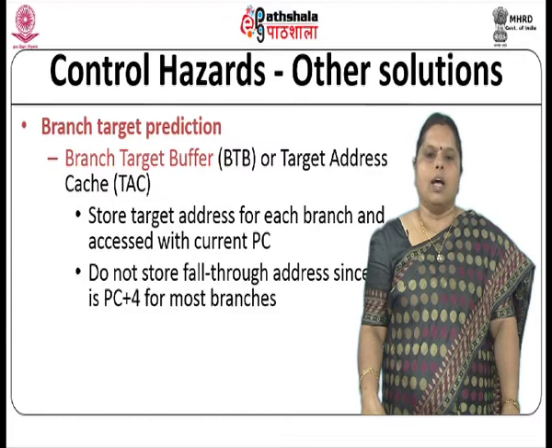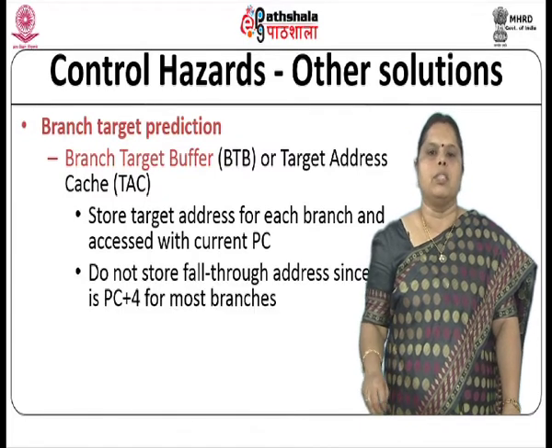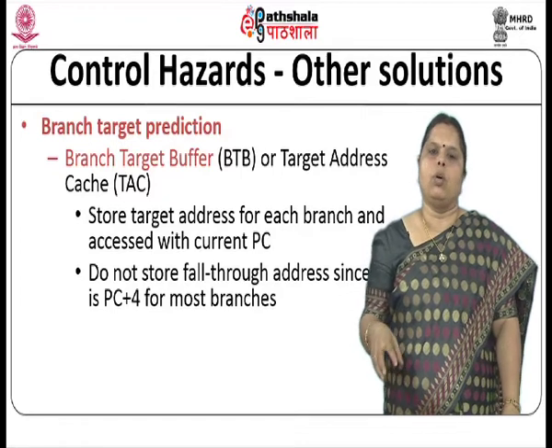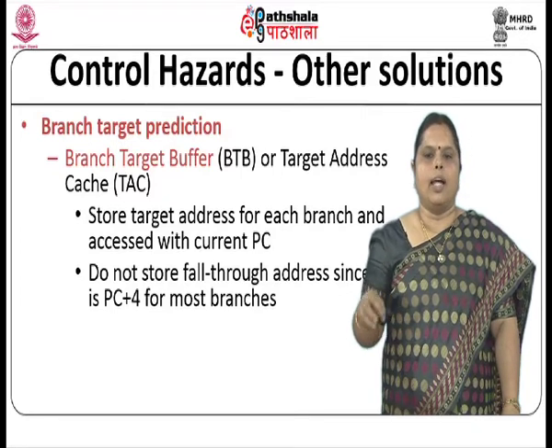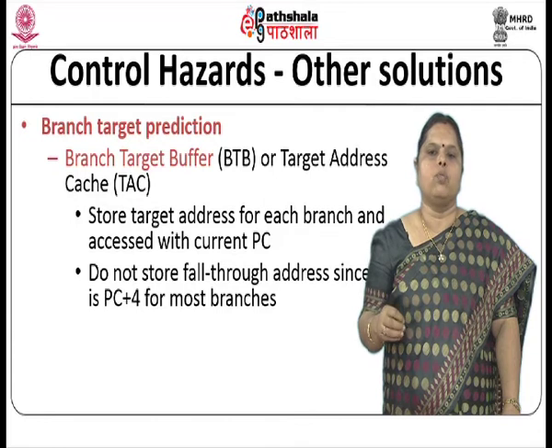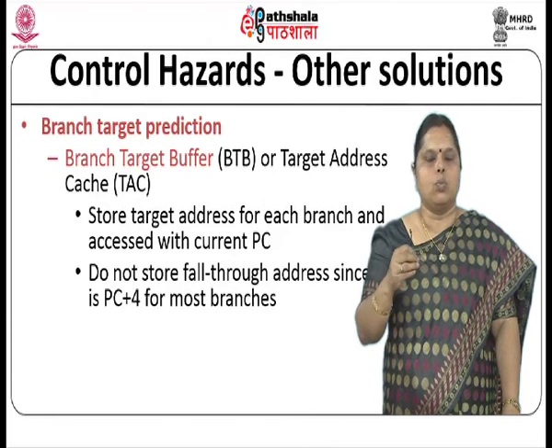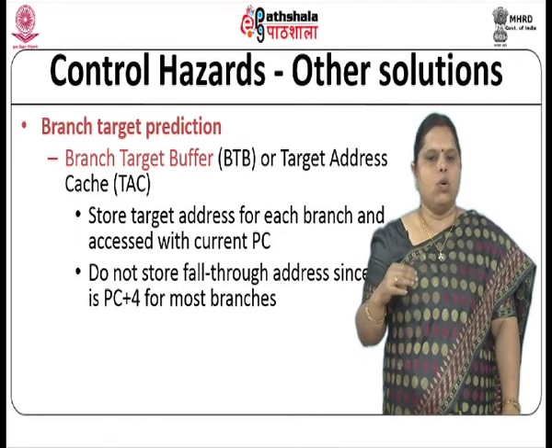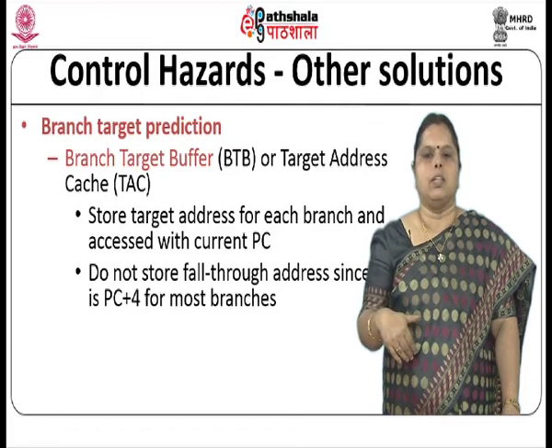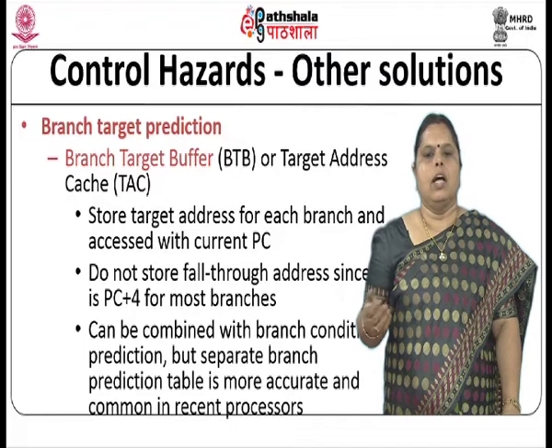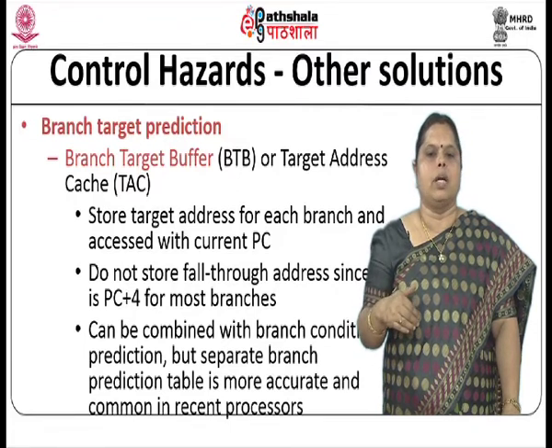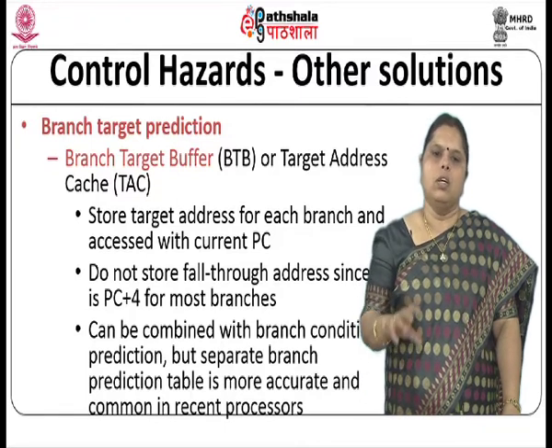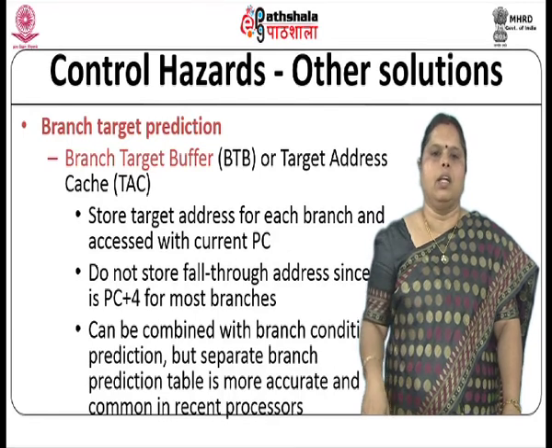Similarly, when you are looking at branch target prediction, you will have to predict the branch target address. For that you make use of what is called a branch target buffer or a target address cache, a TAC or a BTB as it is called. This stores the target address for each and every branch, and it is accessed with the current contents of the program counter. You obviously do not store the fall through address, because for a fall through case it is only the sequential address that you need, you do not need the target address. This can be combined with a branch condition prediction, but a separate branch prediction table is more accurate and is more common in recent processors. Again, the branch target prediction we will discuss in detail as we proceed.